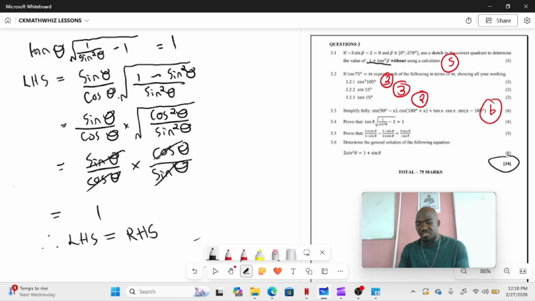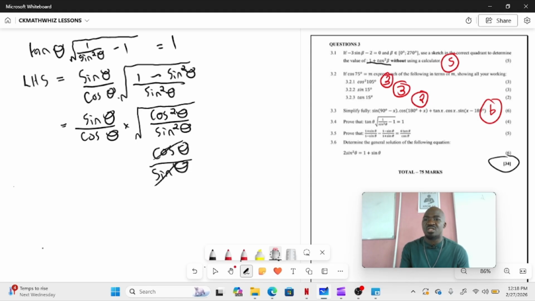Simple and straightforward. I don't know if you do understand that. Let me deal with that again so that we can move to the second problem.